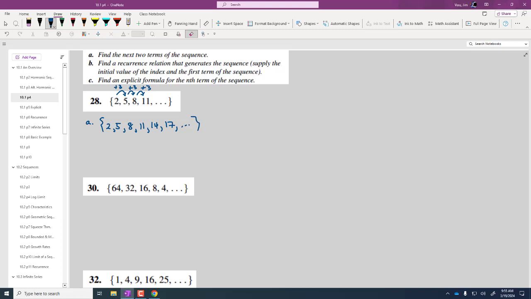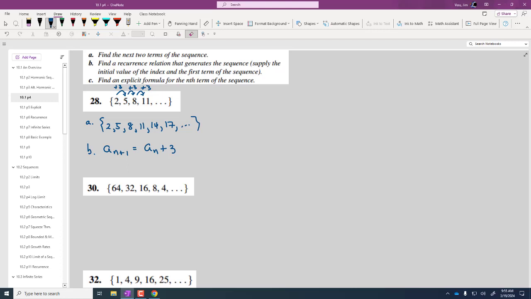Okay, let's see. Now it says find the recurrence relation. So we want to figure out how to get to the n plus first term, a sub n plus 1. How do we get to it from the prior term? A sub n plus 3. So this is going to be the recurrence relation, pretty straightforward.